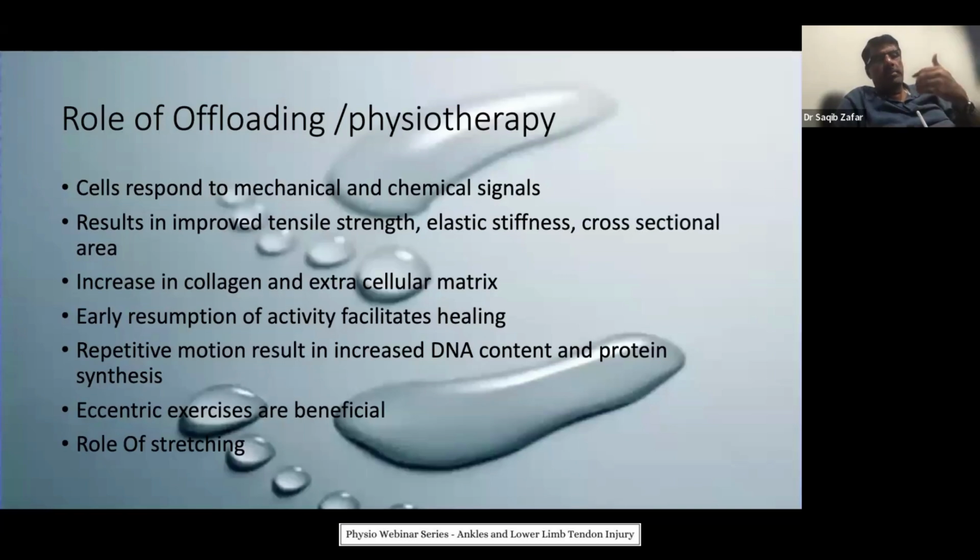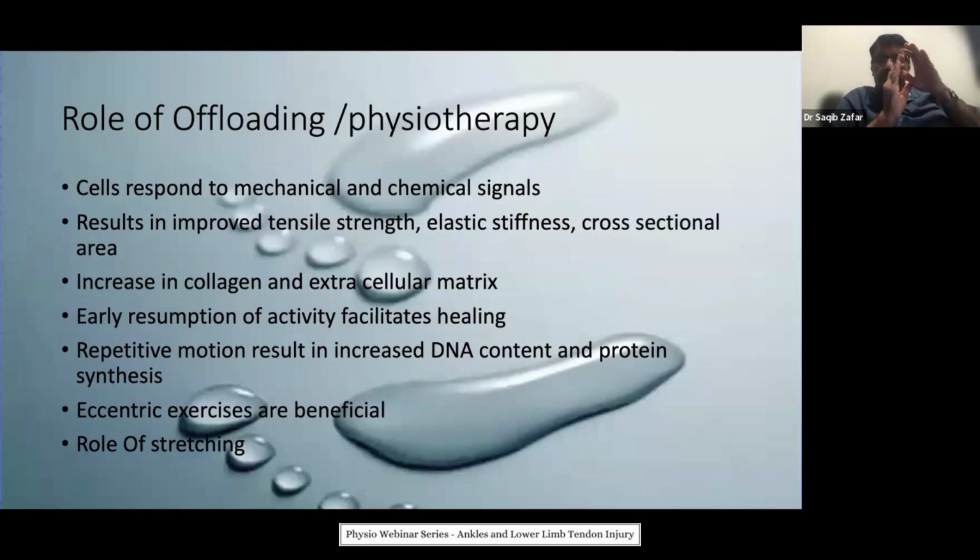Eccentric exercises, there's a role for that one. What eccentric exercises basically means is that the tendon lengthens as it's contracting, and that's where the role of physiotherapy comes in. Stretching is important as well. The stretching also results in some micro tears. Micro tears bring some microvascular ingrowth, and microvascular ingrowth brings the healing factors, and that's how it helps. And also it gives them elasticity and improves the tensile strength of the tendon.